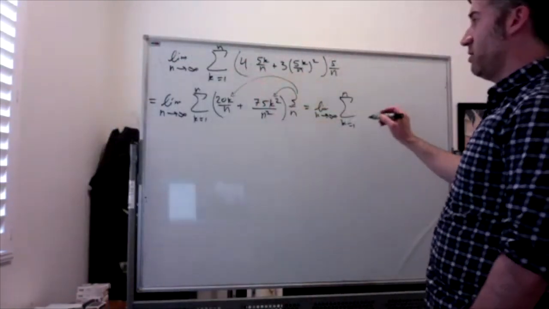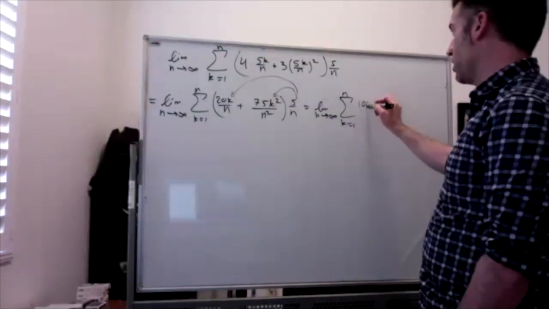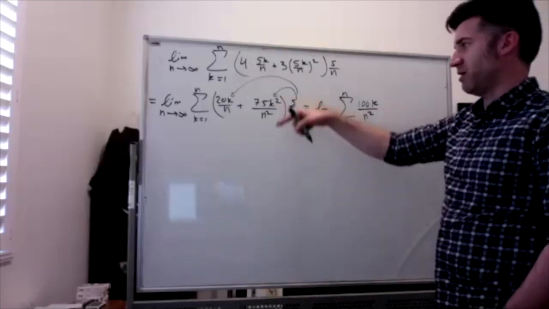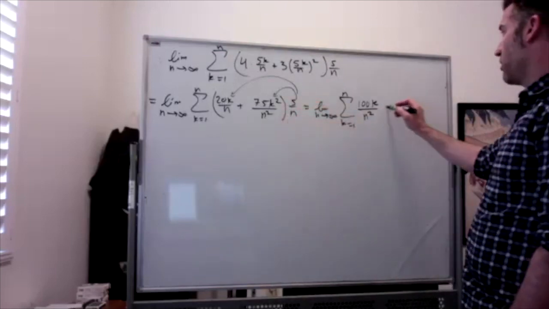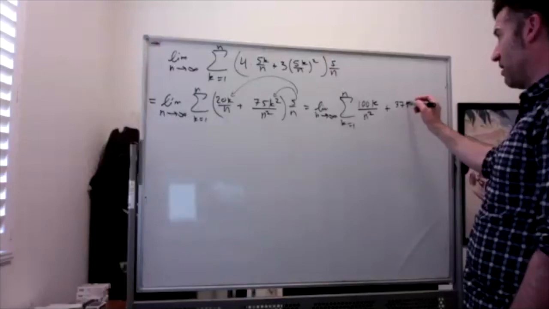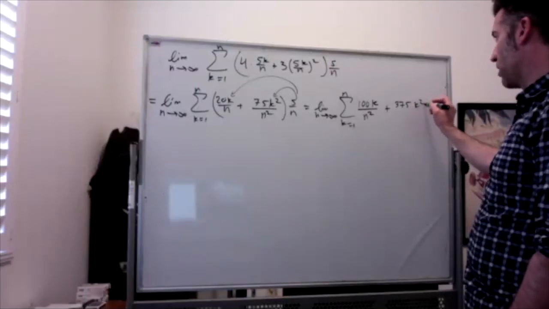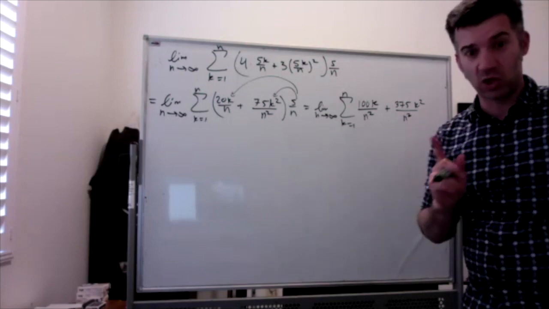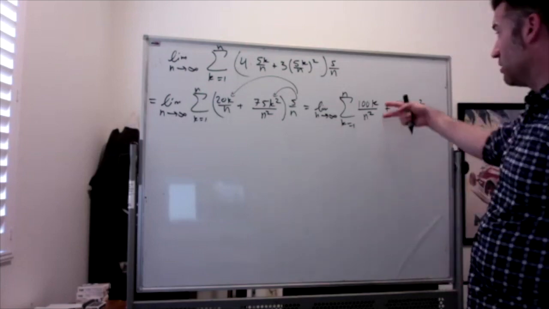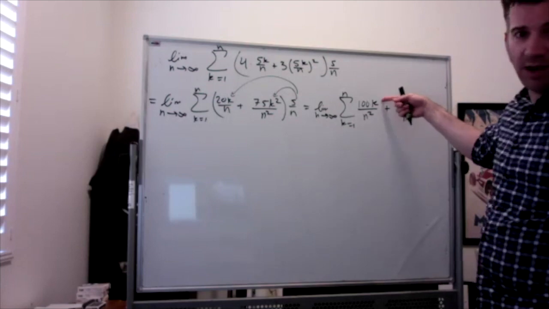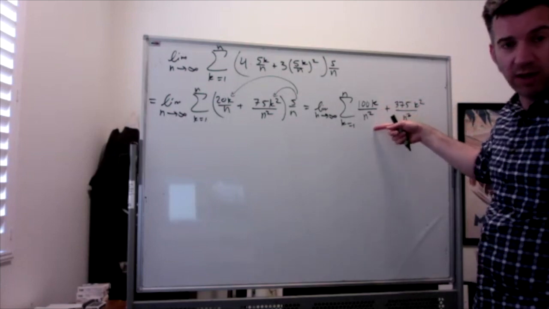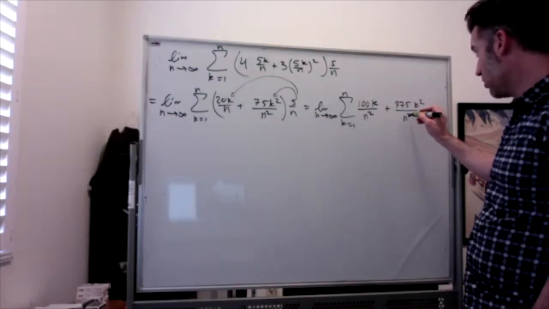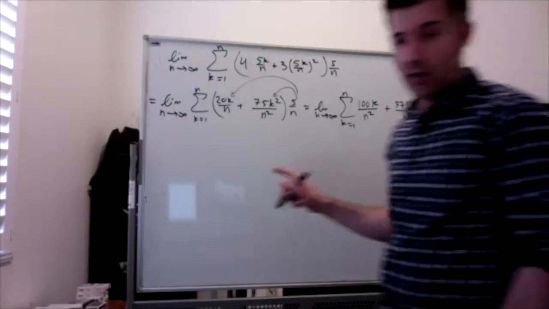So 20k over n times 5 over n is 100k over n squared. And 5 over n times 75k squared over n squared is 5 times 75, which is 375k squared over n cubed. And I will point out again that we're in good shape because in each fraction, the power of k on top is 1 less than the power of n on the bottom. k to the first, n to the second; k to the second, n to the third. We're good to go.